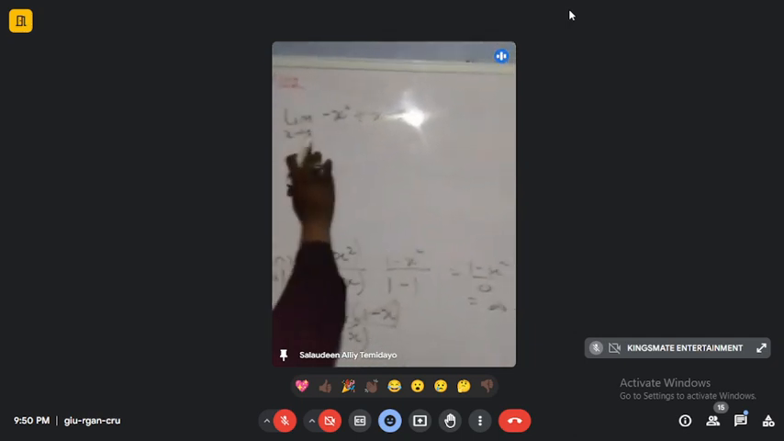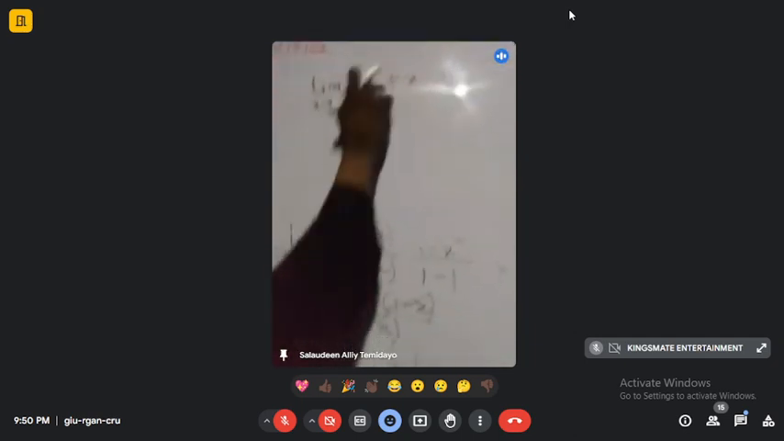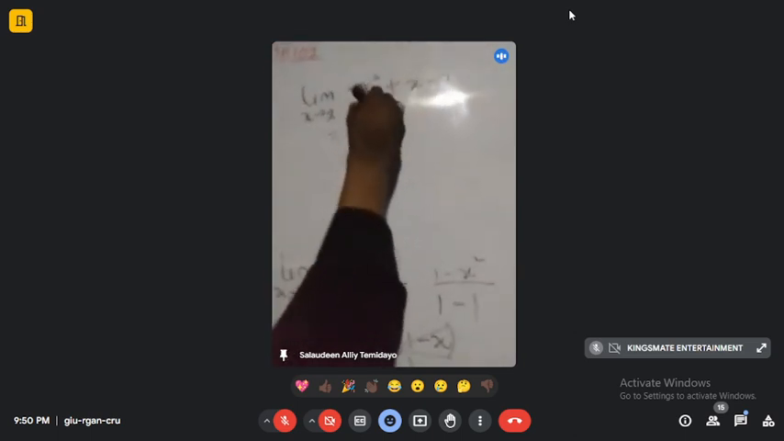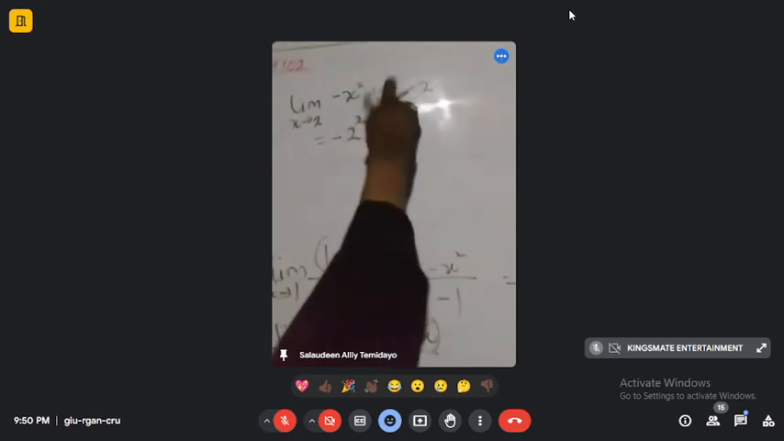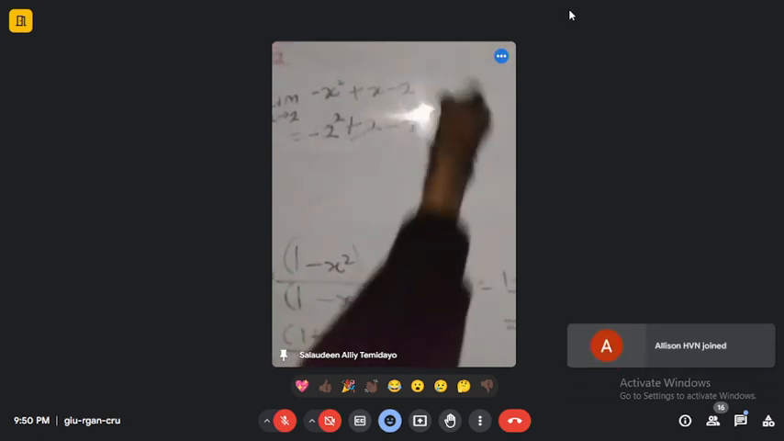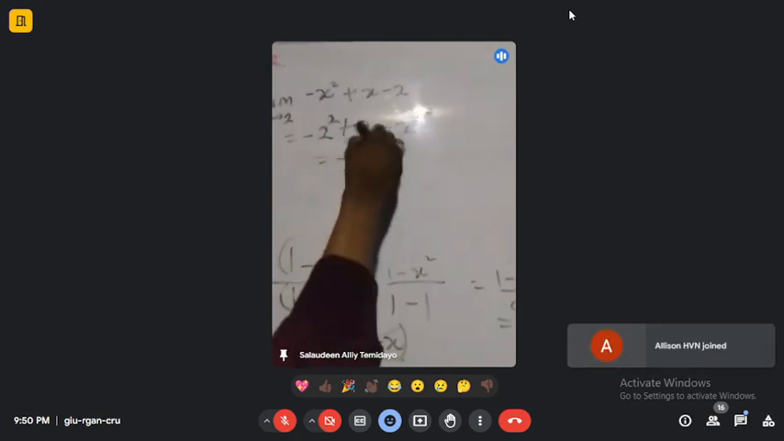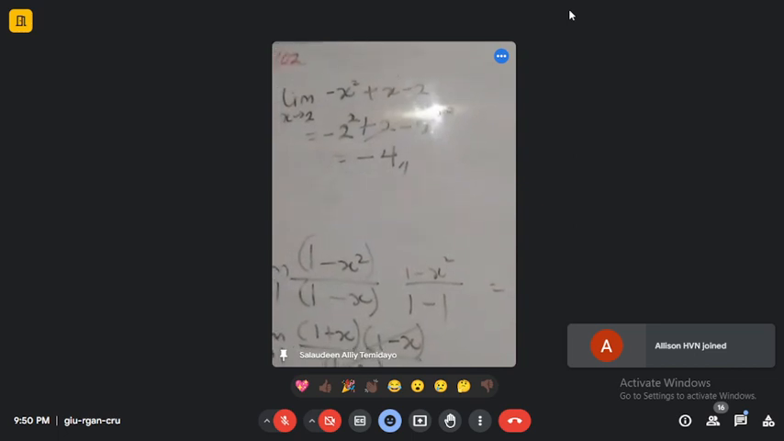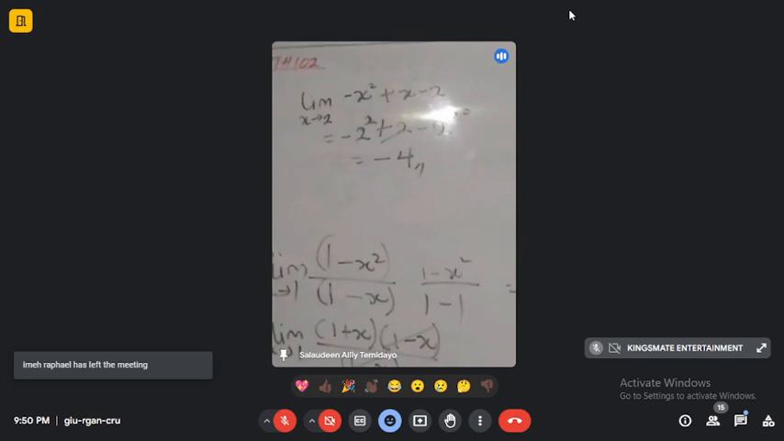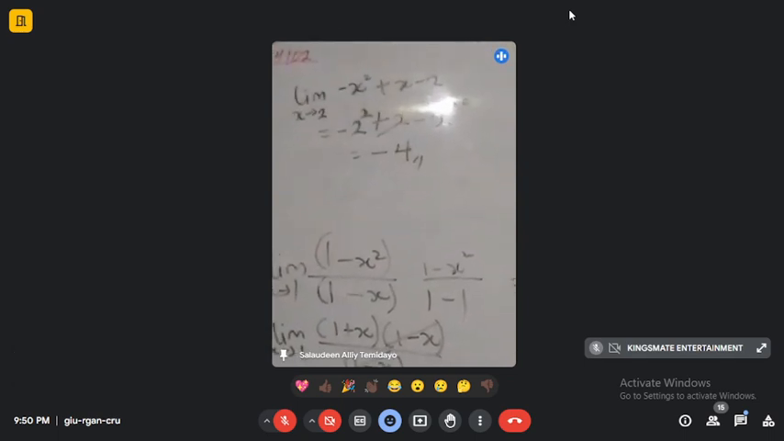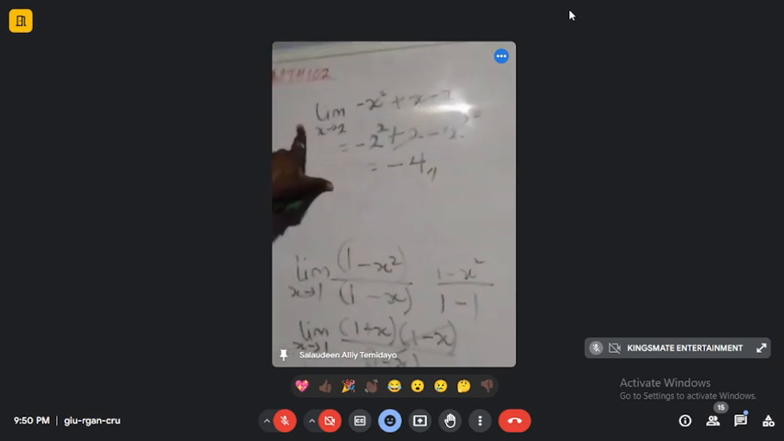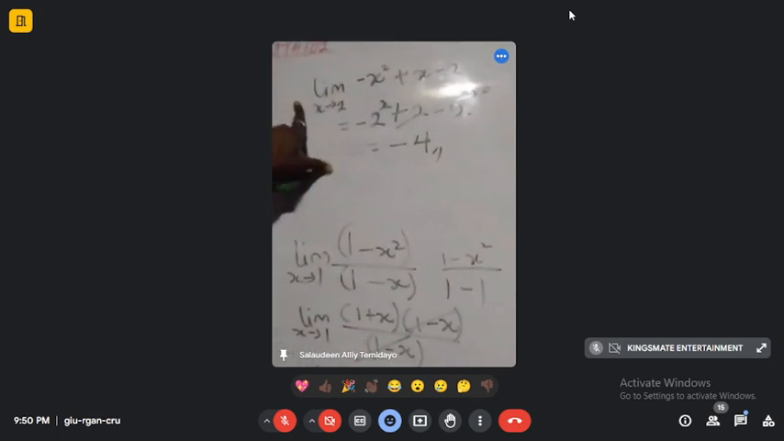So now take the value of 2. That's minus 2 raised to the power of 2, right? Just normal replacement method, it is a polynomial. Plus, what is x? 2 again. Minus 2. 2 minus 2 gives 0. The answer is minus 4. Is there anyone that doesn't get what happened here? If you have any question, please kindly ask about what I did just now. Let's hear your question if you have one. Okay, no question then.